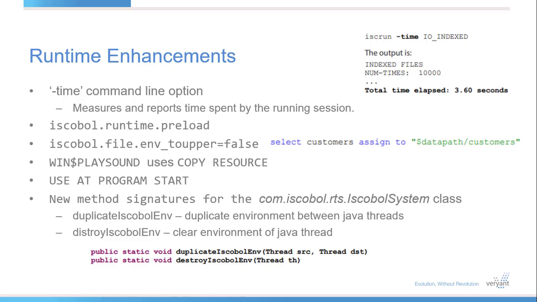And we've added 2 new method signatures for the runtime to help COBOL integration with Java. These 2 new signatures enable running in an isolated environment, similar to a call-run statement.